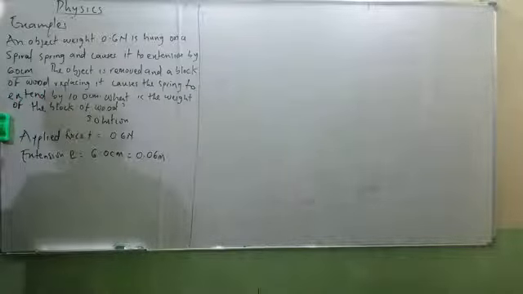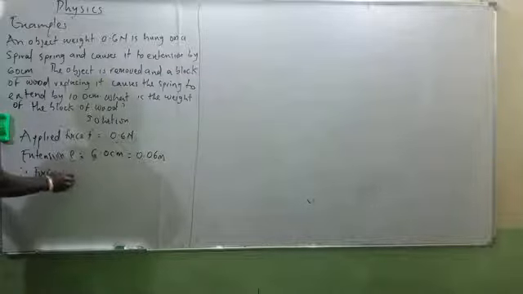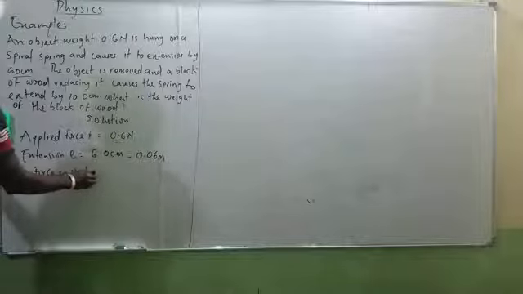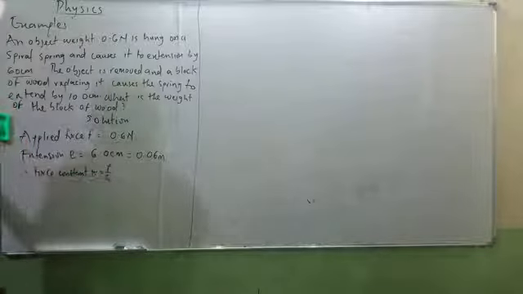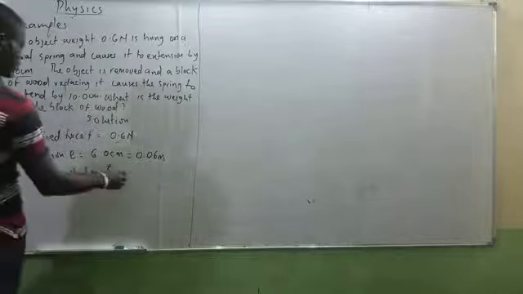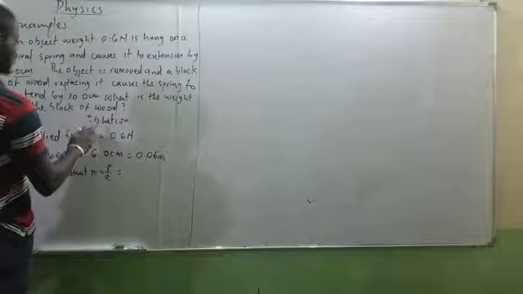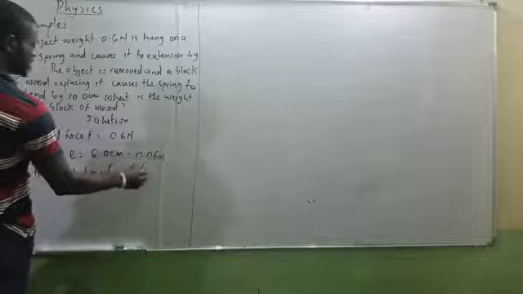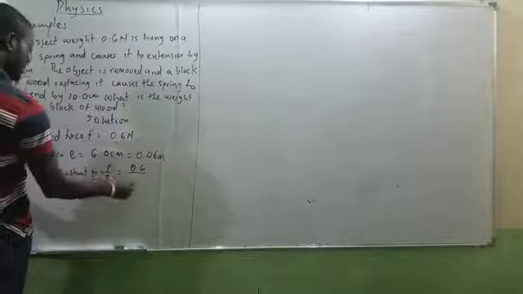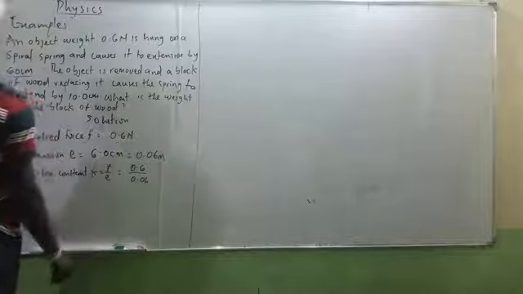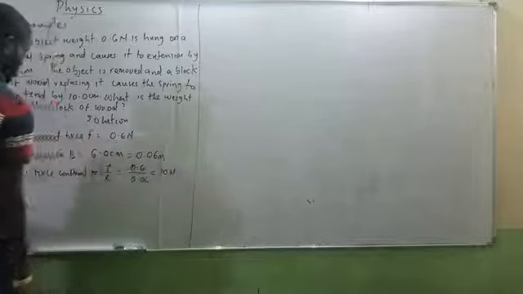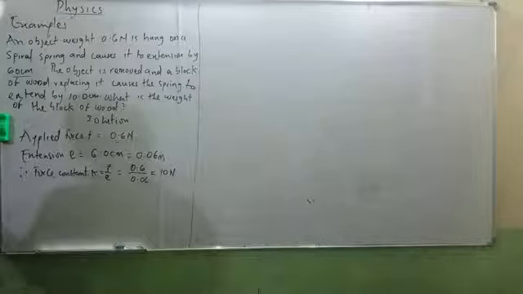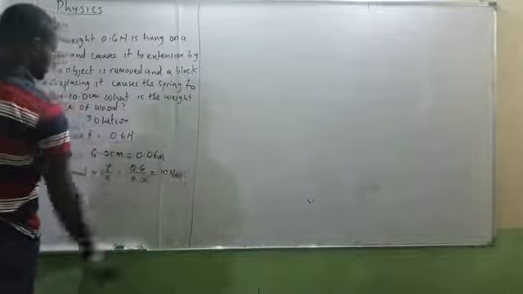Now, the next thing I need to work on, I will now say that therefore, my force constant, which is going to be K, will be equal to F all over what? E. F all over, force over extension. What is my force? My force is 0.6, divided by my E, which is 0.06. By so doing, this is going to be 10 Newton. Yes, it will be 10 Newton per what? Per meter. 10 Newton per meter.